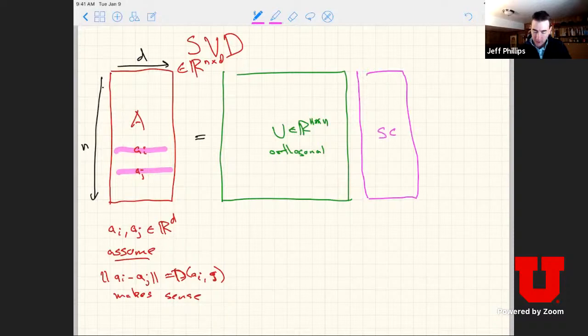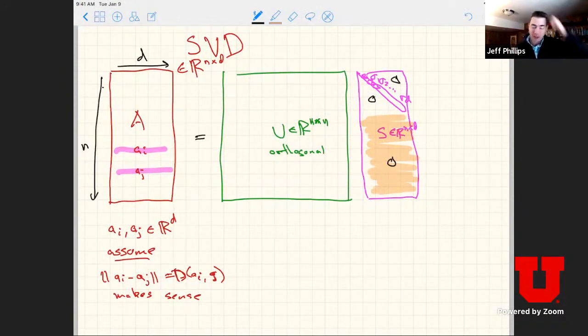Okay, S is going to be in R^(N×D), so it's the same dimensions as A, except all the information is going to be on the diagonal. So I'm going to have elements on here. We're going to call these sigma 1, sigma 2, up to sigma D. Everything else is going to be zeros, including the off-diagonal stuff. So there's really only D values that are captured in here.